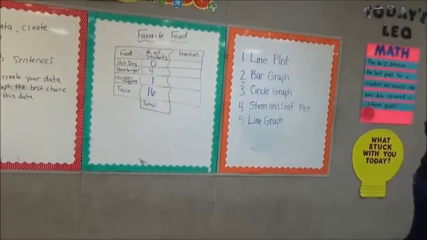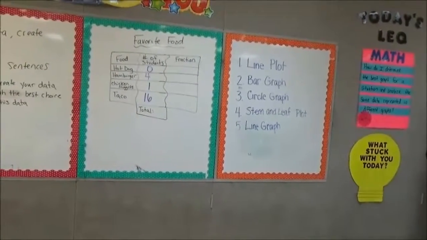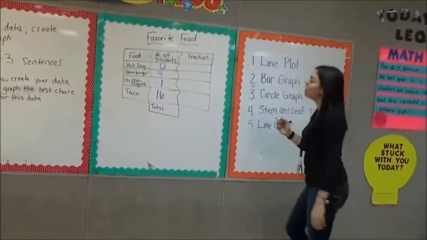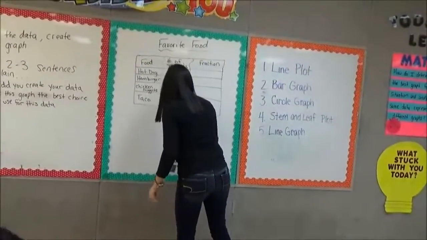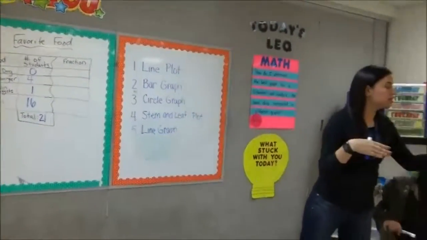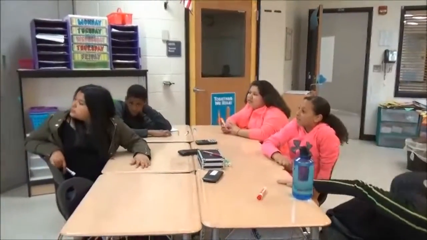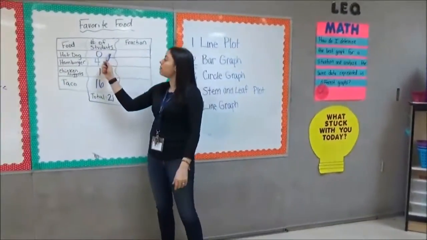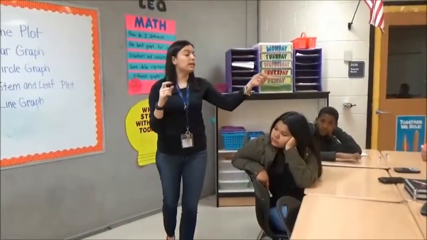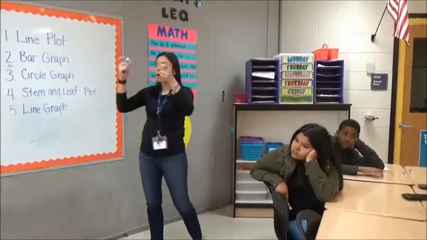We need to find our total so we can create our fraction. So how many students are in our class? 21. Very good. Is 21 our numerator or our denominator when creating fractions? Why? It's the total. Okay. The number of students in each category would be the numerator, because it's how many. Right, it's the part of the whole.